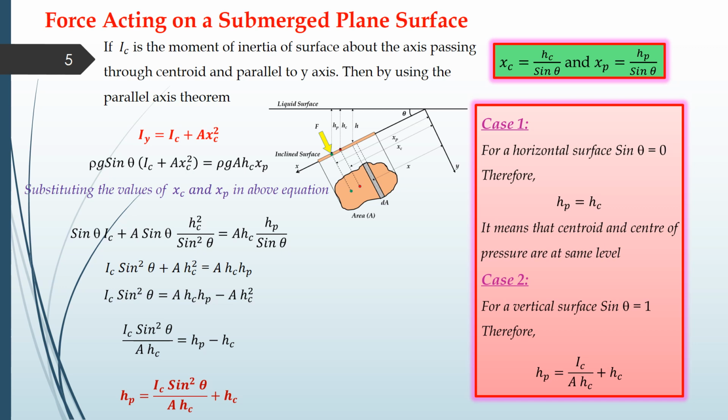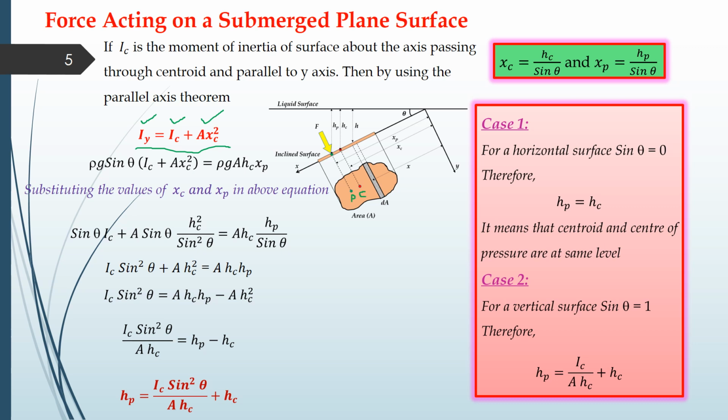Now, if Ic is the moment of inertia of the surface about the axis passing through the centroid, let us suppose again, as I told you, that this will be your centroid and this will be your center of pressure. Then by using the parallel axis theorem, we can find Iy. So Iy is equal to Ic plus A xc squared. This parallel axis theorem you have learned in your prerequisite, engineering mechanics.